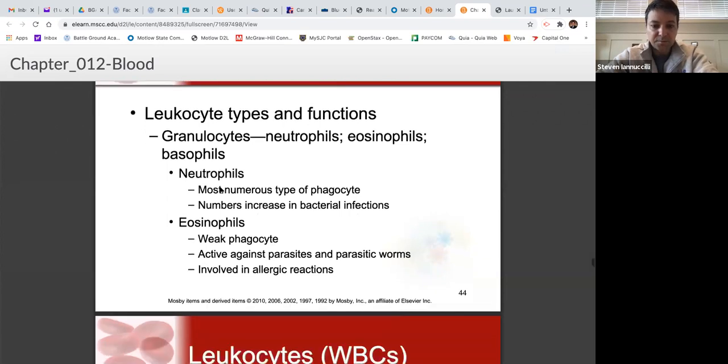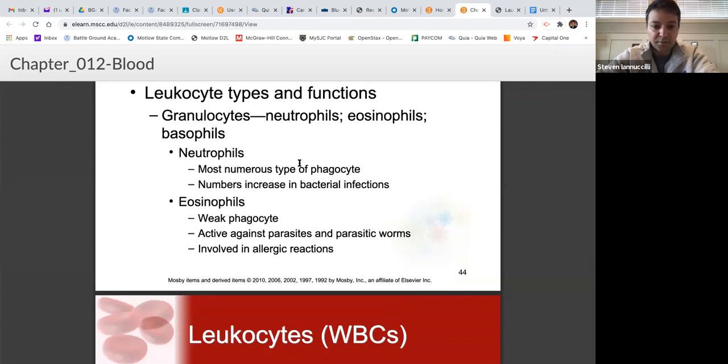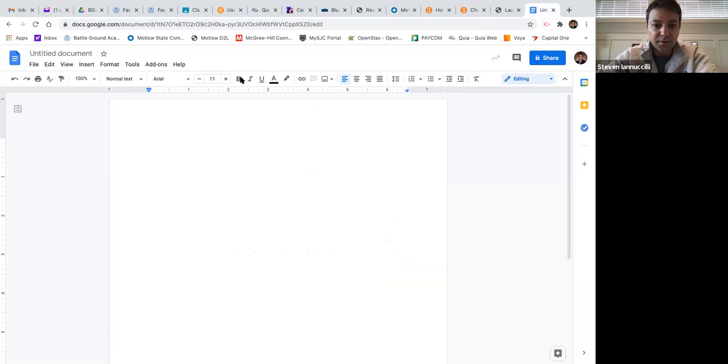The neutrophils are the most numerous type of what we call a phagocyte. The term phagocytosis means to engulf. What that means is that these cells will actually swallow things called antigens, things like bacterial cells, viral particles, stuff like that.